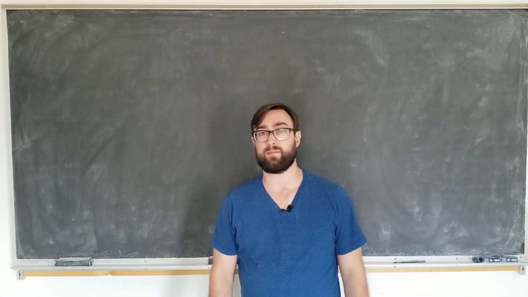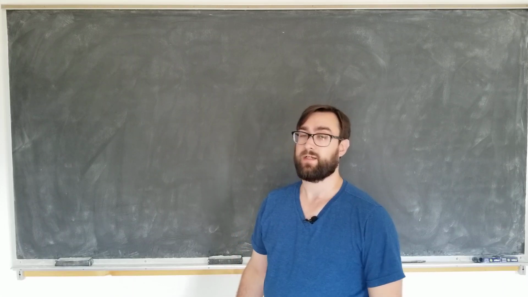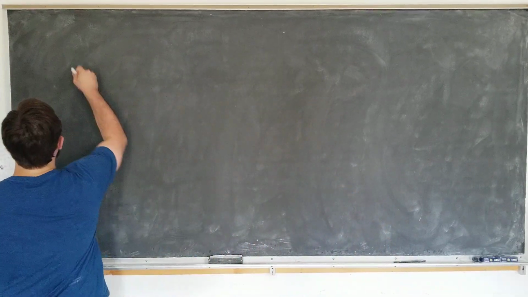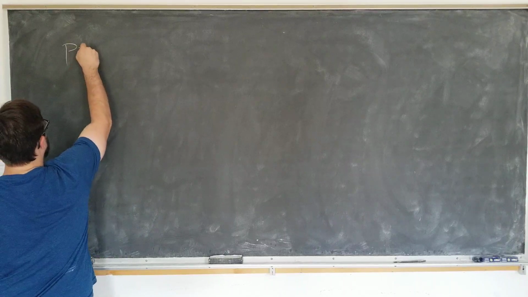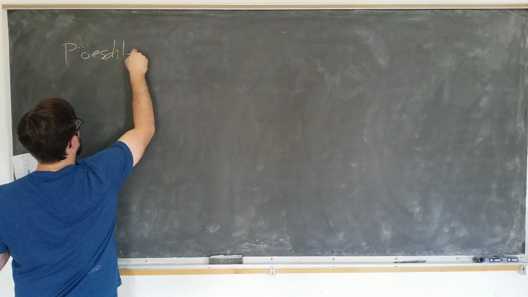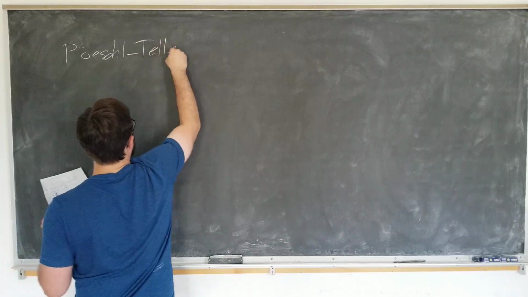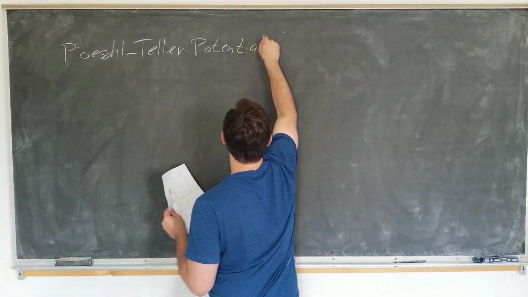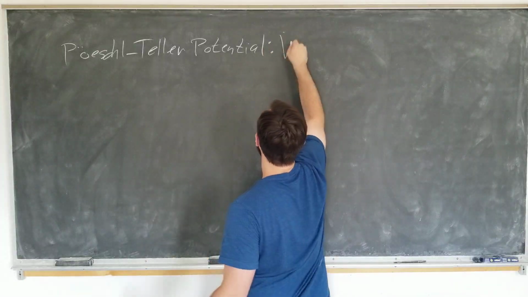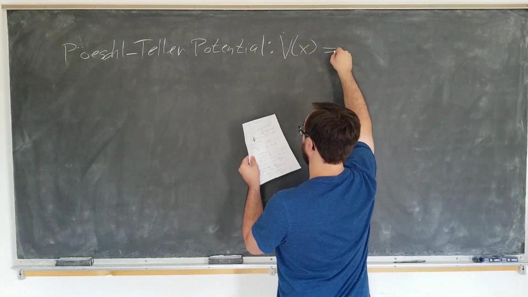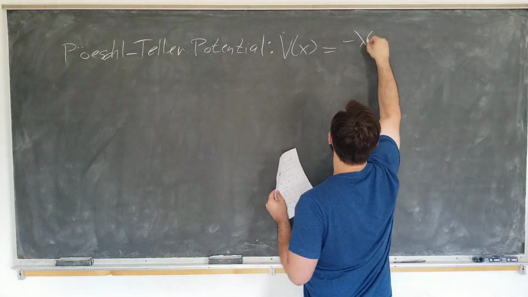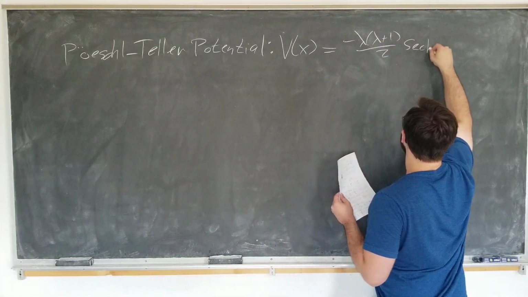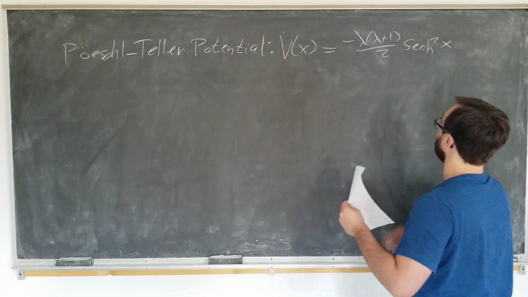Today we'll be talking about the Poschl-Teller Potential in the context of quantum mechanics. Pretty interesting name, Poschl-Teller Potential. And it is V of x is equal to negative lambda plus 1 over 2 sech squared x.